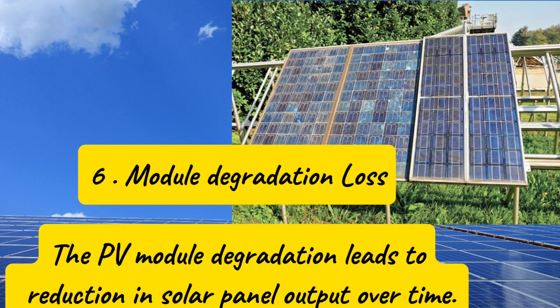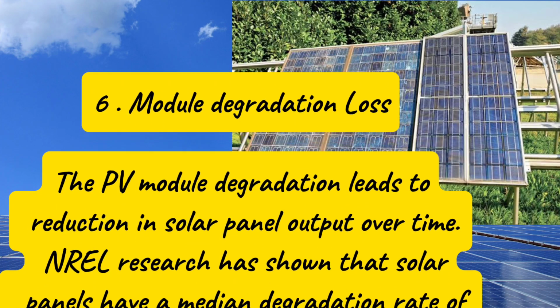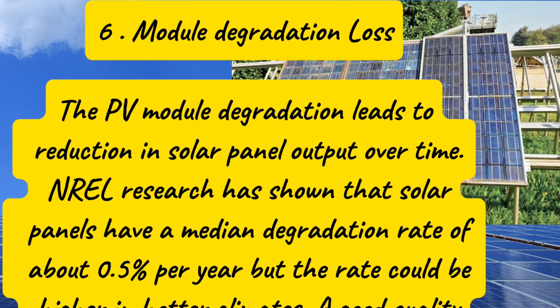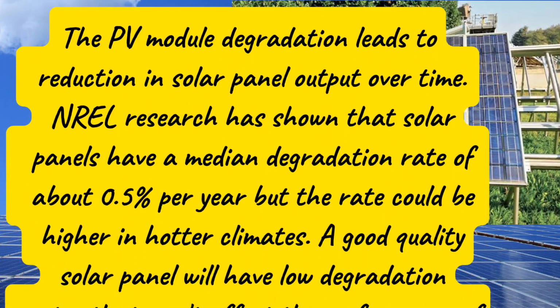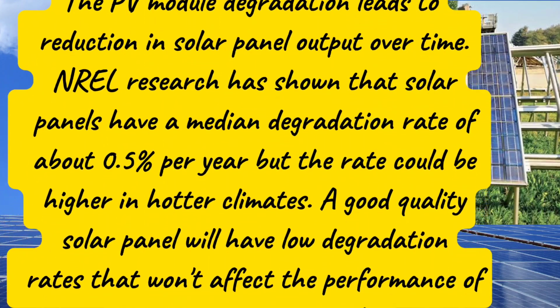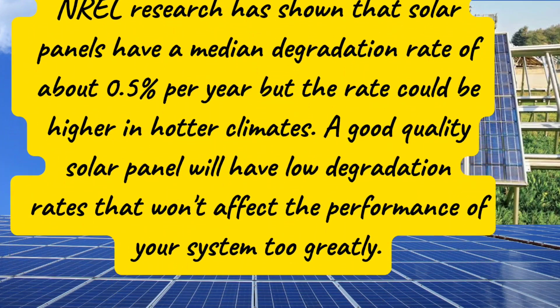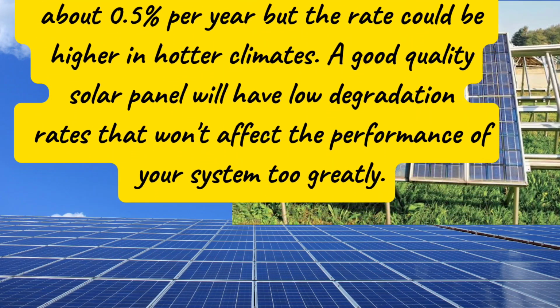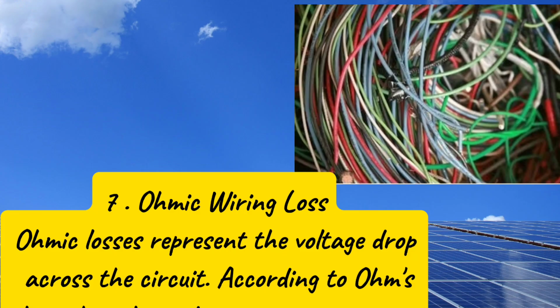Module degradation loss. PV module degradation leads to the reduction in solar panel output over time. NREL research has shown that solar panels have a median degradation rate of about 0.5% per year, but the rate could be higher in hotter climates. A good quality solar panel will have low degradation rates that won't affect the performance of your system too greatly.